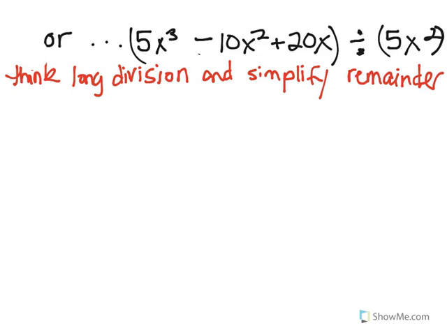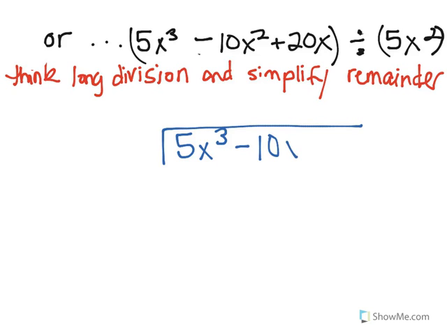Another way to look at the same problem is to think long division, and then we'll simplify the remainder. So we have a dividend of 5x cubed minus 10x squared plus 20x, and then I have 5x squared as my divisor.